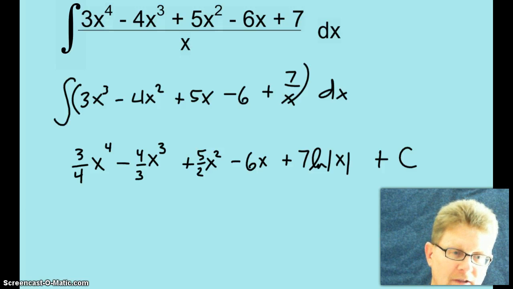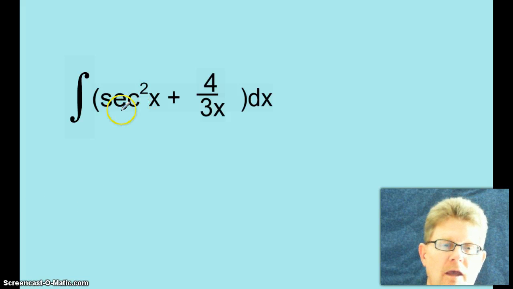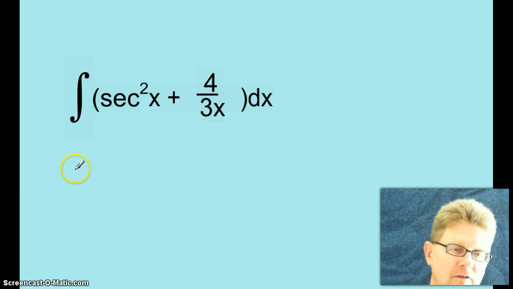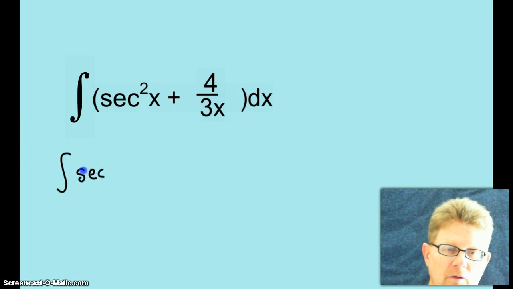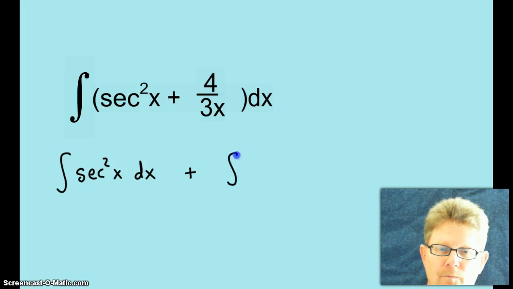Let's go ahead and move right along. Okay, the integral of secant squared x plus 4 over 3x dx. Alright. Now we can separate that up too. Forgot to tell you that. When we're taking antiderivatives, we can also separate those up.